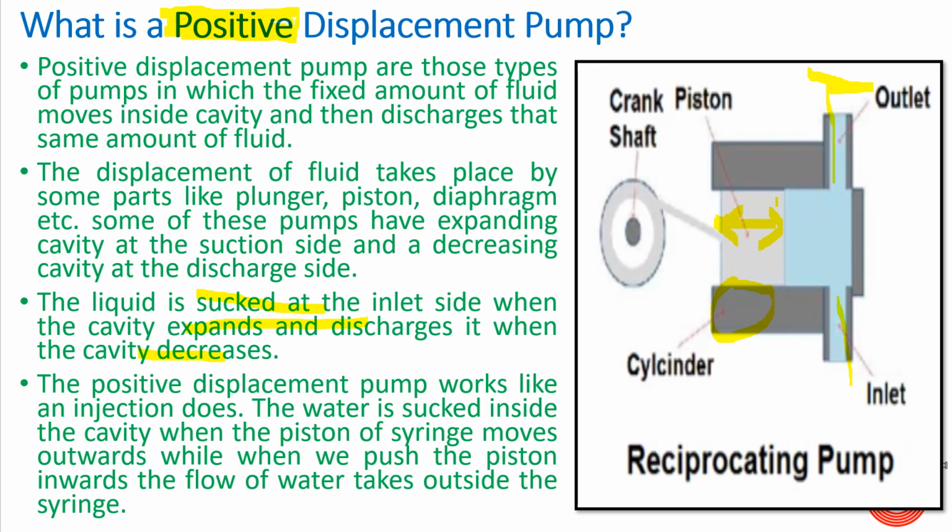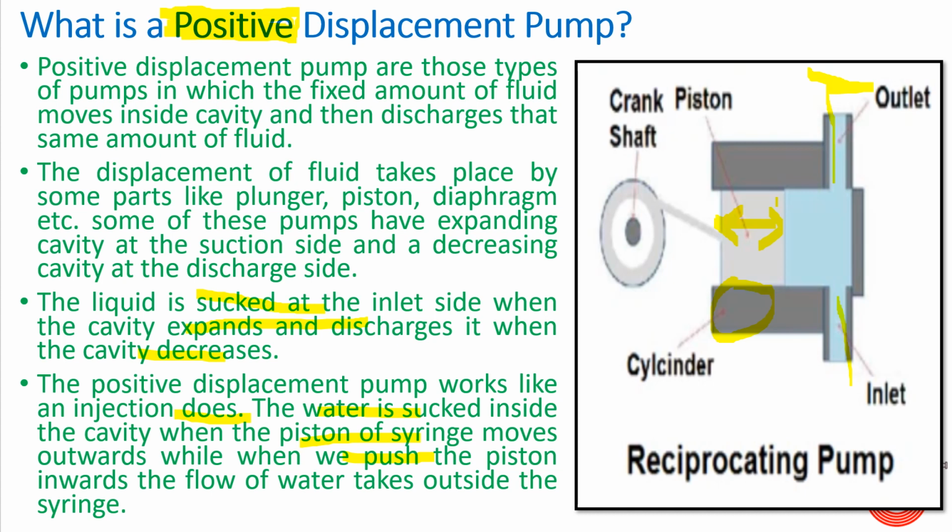In layman's language, positive displacement pumps basically work the way an injection does. In a syringe, you would have seen the water is sucked inside the cavity when the piston of the syringe moves outwards, while when we push the piston inwards, the water flows out of the syringe.